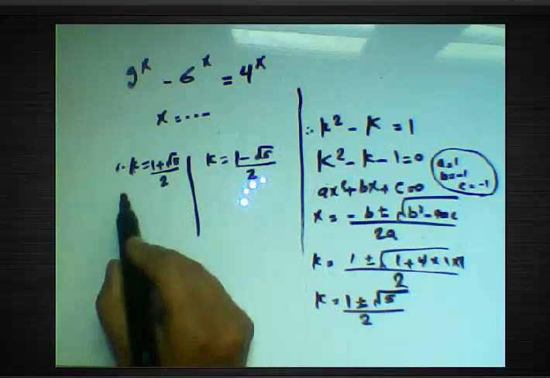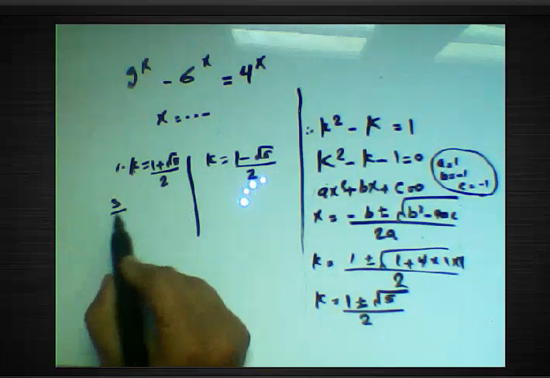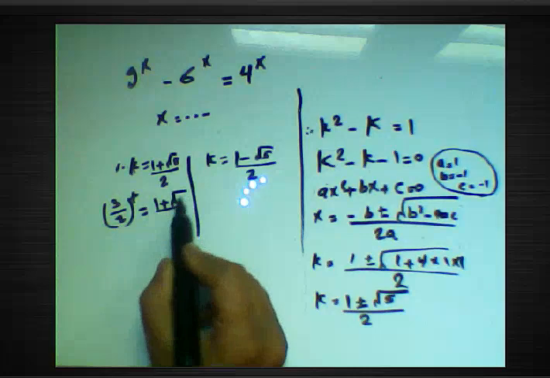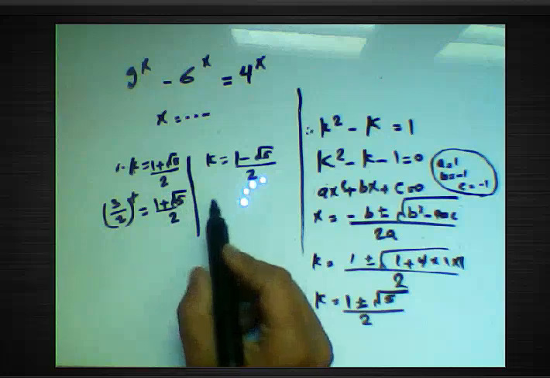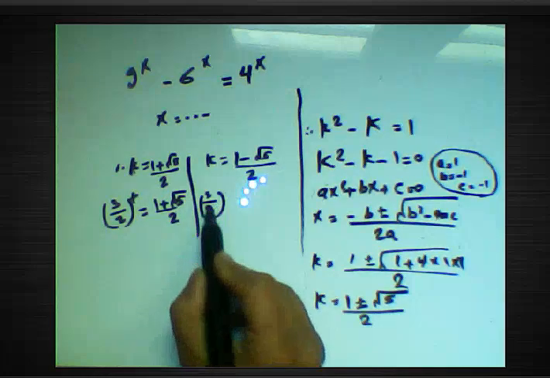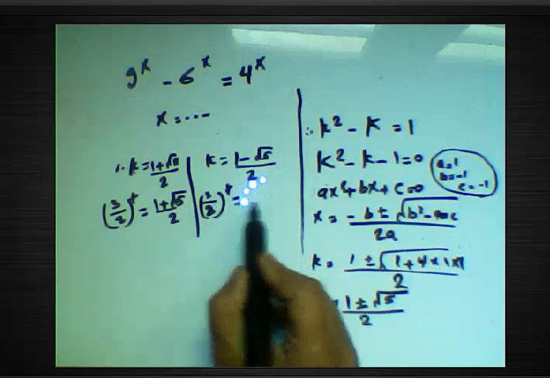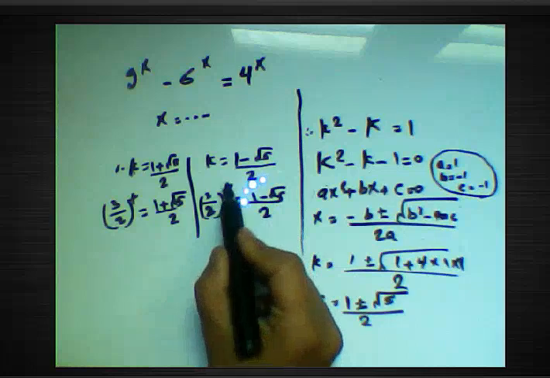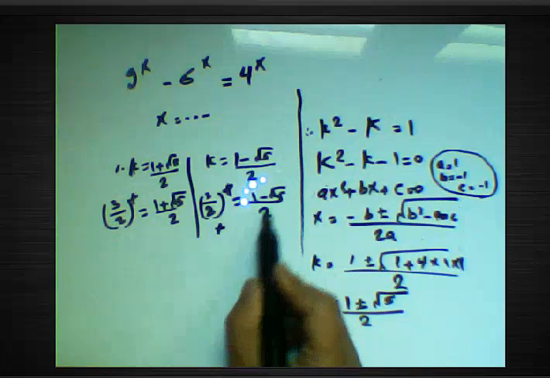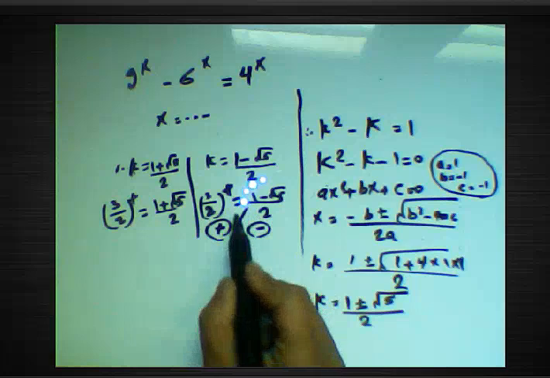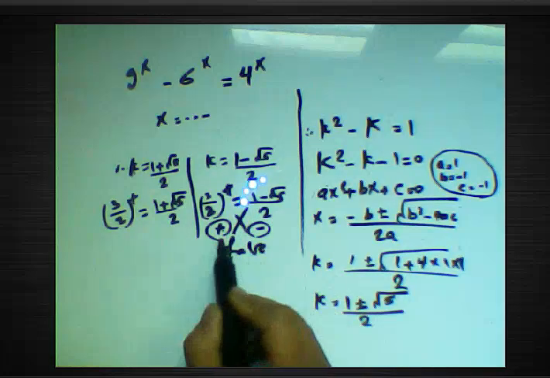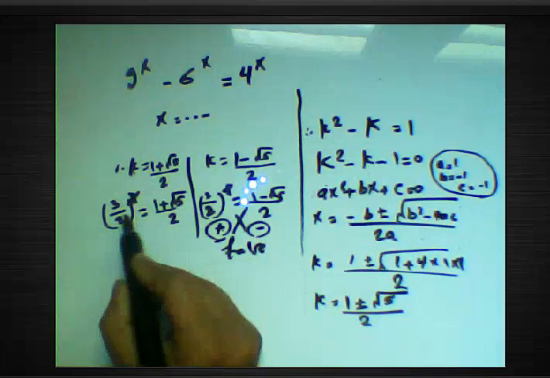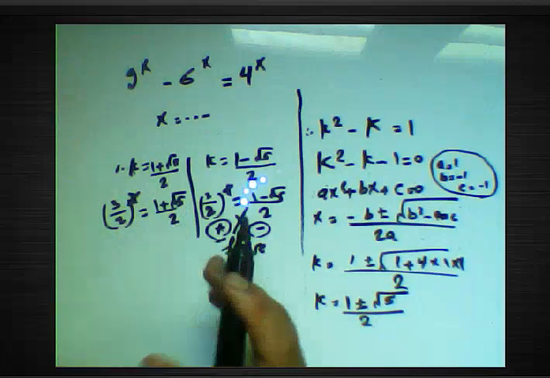We know k equals 3 over 2 all power x. If k equals 1 plus root 5 over 2, and here 3 over 2 all power x equals 1 minus root 5 over 2, it's a positive and this result negative, so it's false because the result here is positive and the result here is negative. Okay, but for this example, 3 over 2 all power x equals 1 plus root 5 over 2, it's the result here.